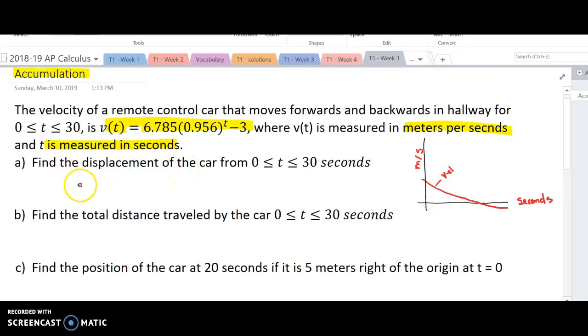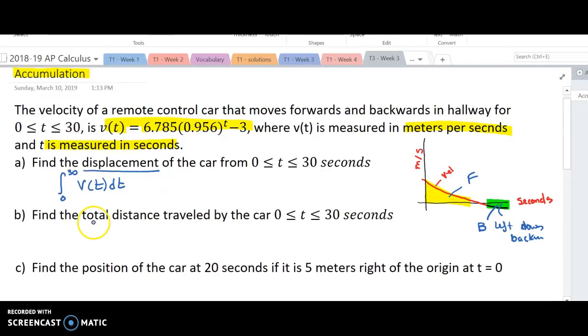So the displacement will mean we go forward some, we go backward some, and that is all the area under the curve. Area above the x-axis will be positive, to the right, forward. Everything below the x-axis will be left, or down, or backwards. And so to answer this first question, we're just going to have an integral from 0 to 30 of v(t) dt, because we're asked for displacement. We want forward and backwards.